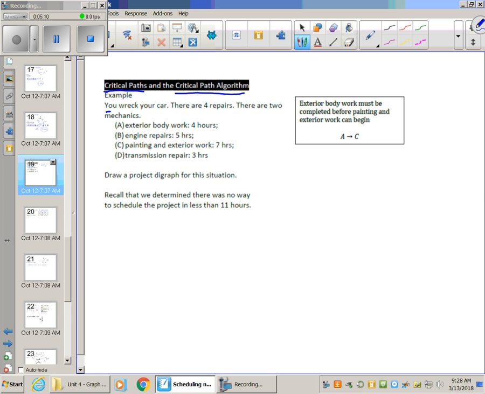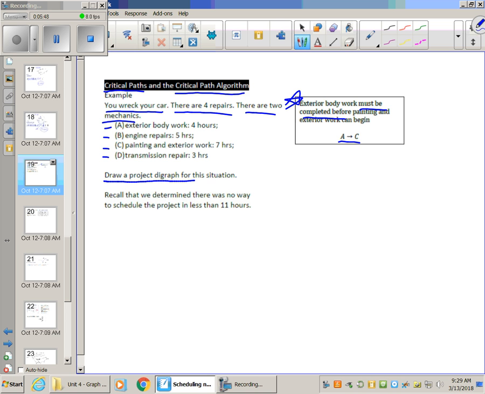You wreck your car. There are four repairs, and there are two mechanics working on it. If you notice, the four tasks are given to you here: A, B, C, and D. Those are our tasks, our vertices. The exterior body work takes 4 hours, the engine repairs take 5, painting and exterior work takes 7 hours, and transmission repair takes 3 hours. There is one precedence relationship: the exterior body work must be completed before painting and exterior work can begin. So A has to be completed before C.